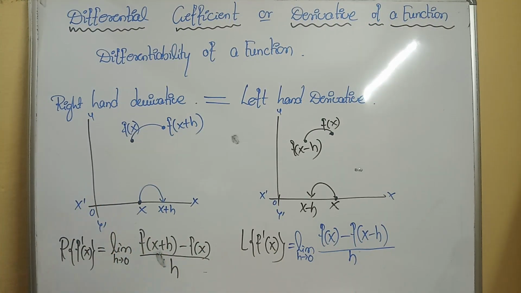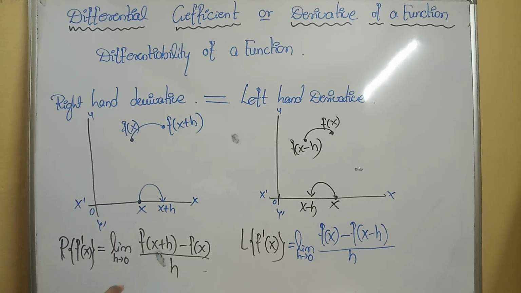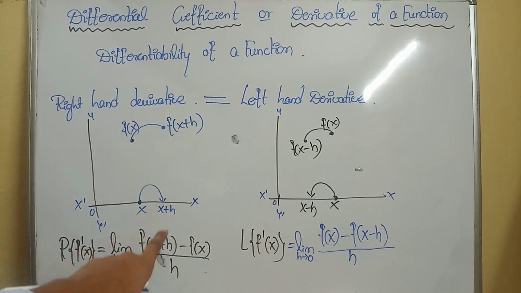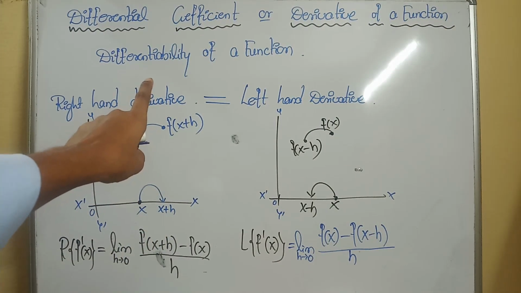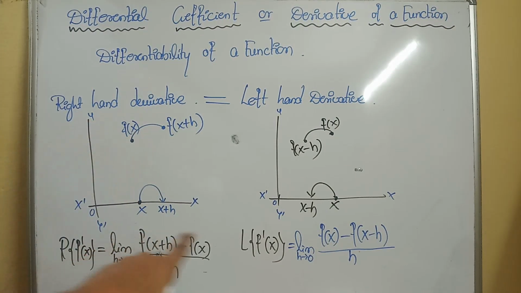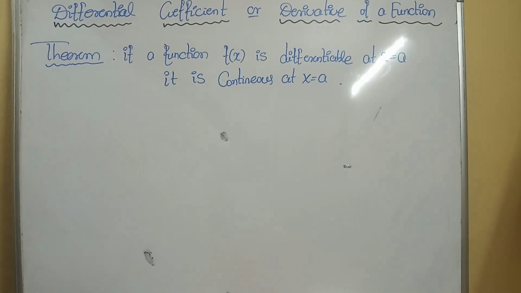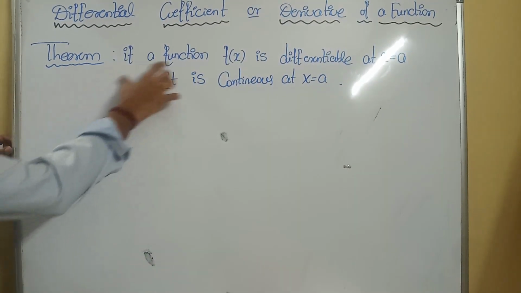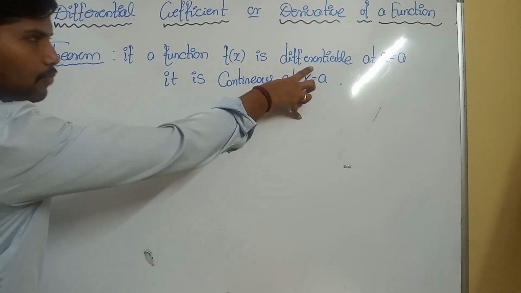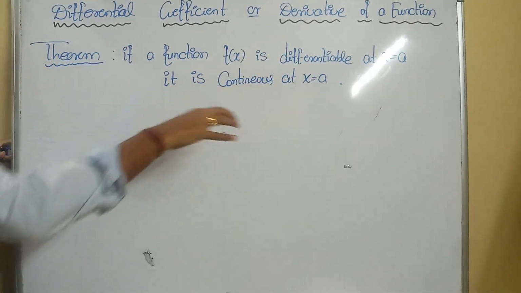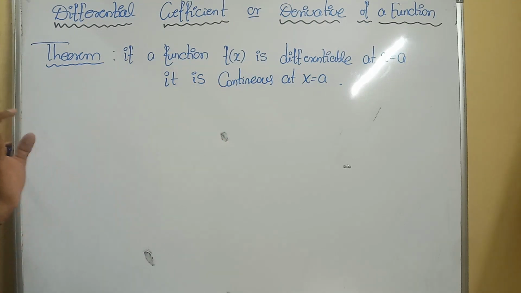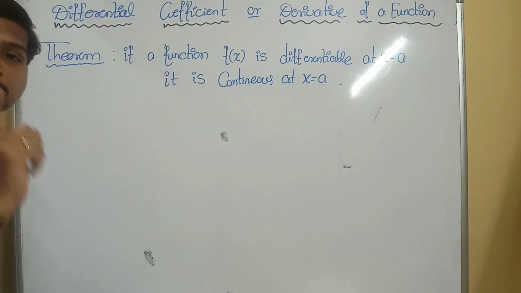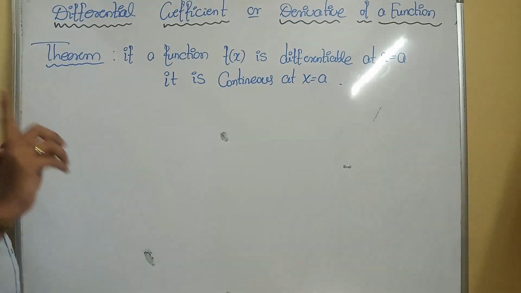This is the right hand derivative. To check whether the function is differentiable or not, the function is differentiable whenever the right hand derivative is equal to the left hand derivative. Okay. The next theorem is, if a function f of x is differentiable at x equal to a, then it must be continuous at x equal to a. Every differentiable function must be continuous.